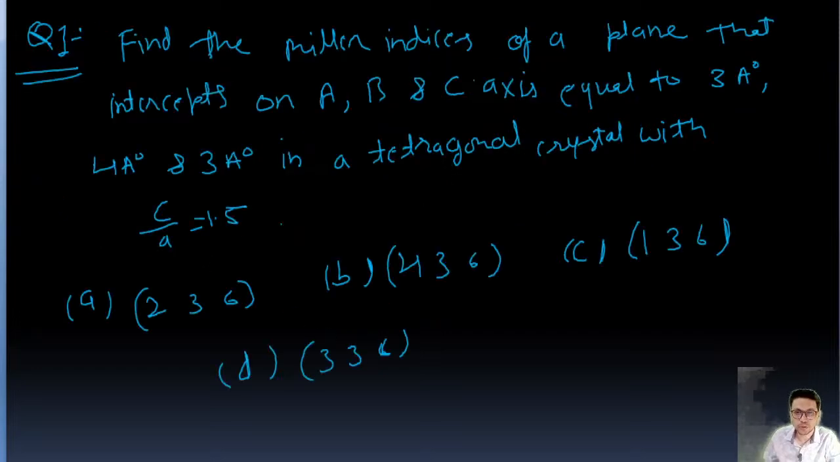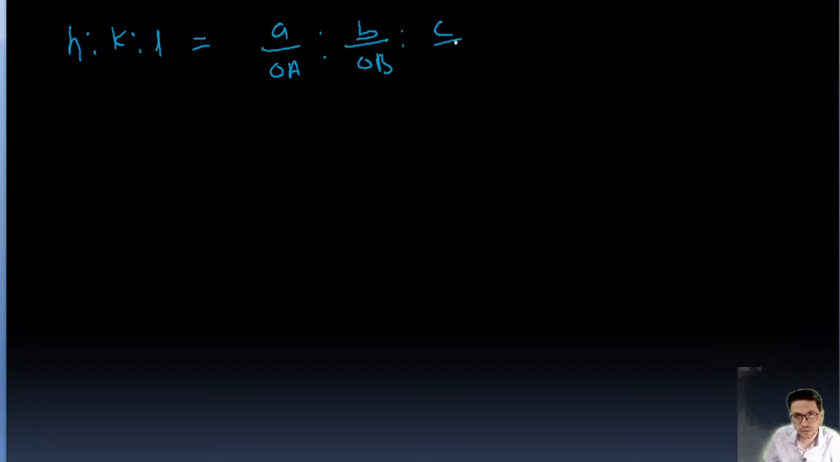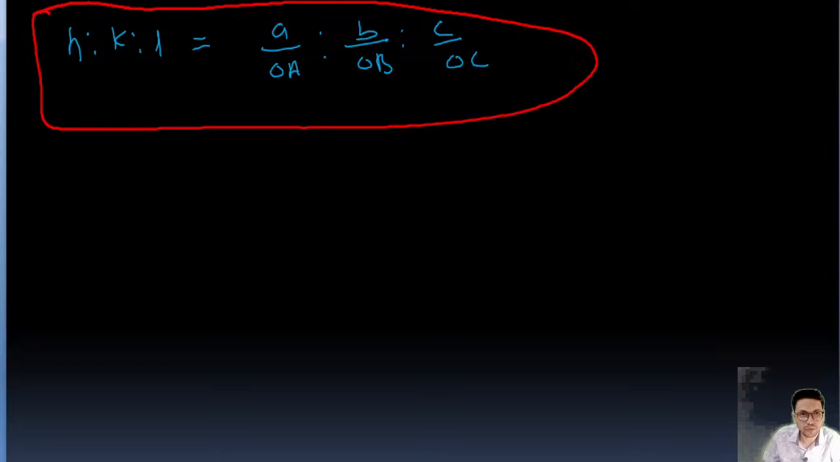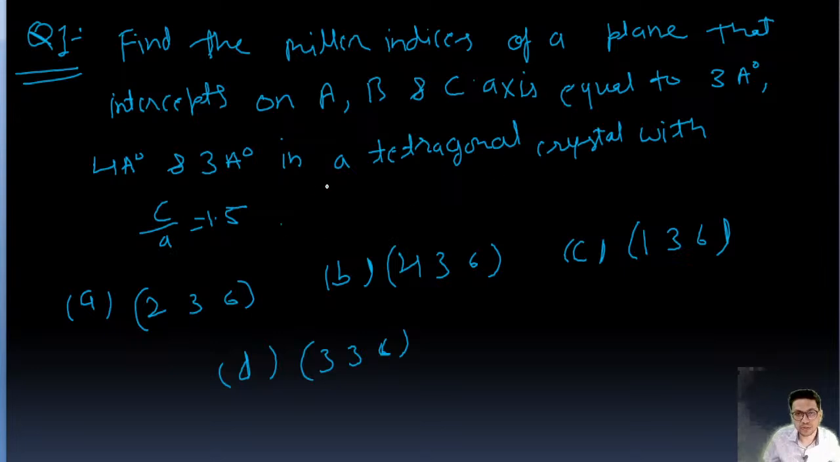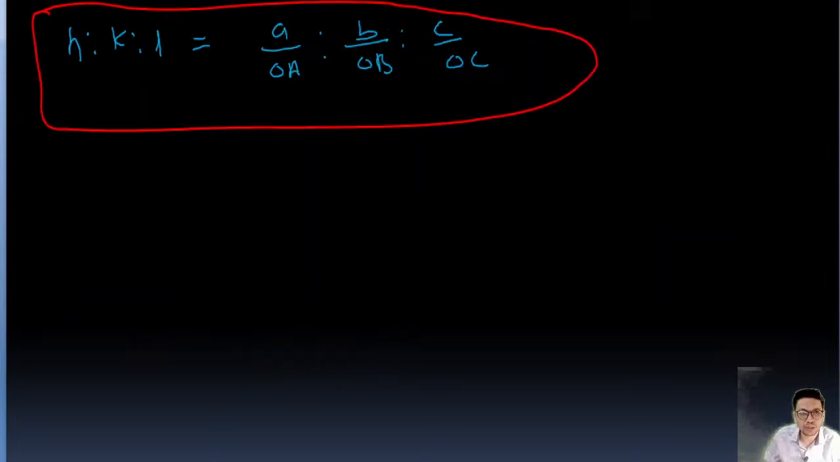So I'm going to solve now. I have already explained in my previous lecture the formula for Miller indices, HKL equal to A upon OA, these are intercepts, ratio B upon OB, ratio C upon OC, right? This is the formula for Miller indices, which I have already explained in my previous lecture. Now we have to find the Miller indices for this, and these are the conditions. So now the crystal given is tetragonal.